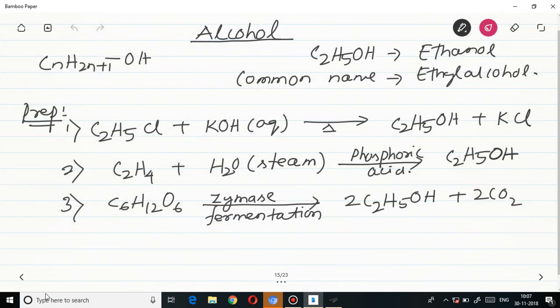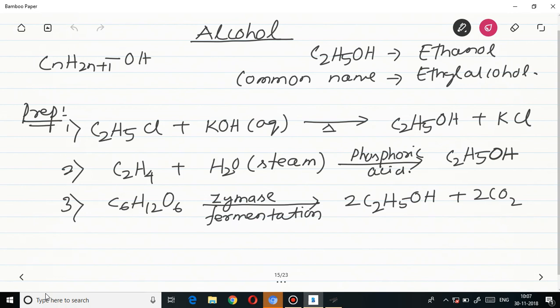Next compound is alcohol. The general formula of alcohol is CnH2n+1OH, meaning one H will be replaced by OH. The commonly used compound is C2H5OH, that is ethanol. This is the IUPAC name, and the common name is ethyl alcohol. Like if I take CH3OH, this is methanol, common name is methyl alcohol.